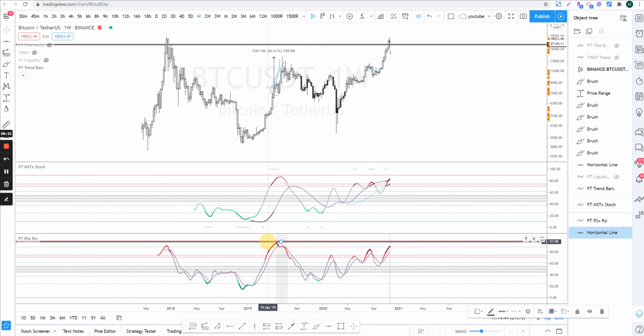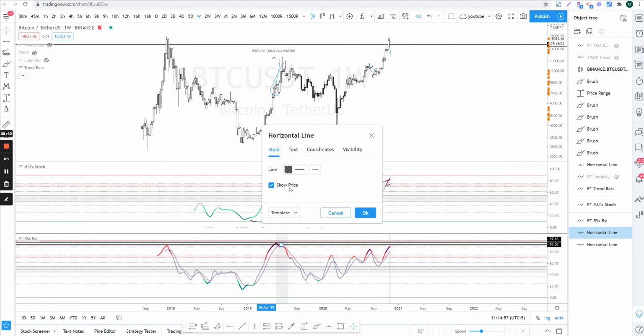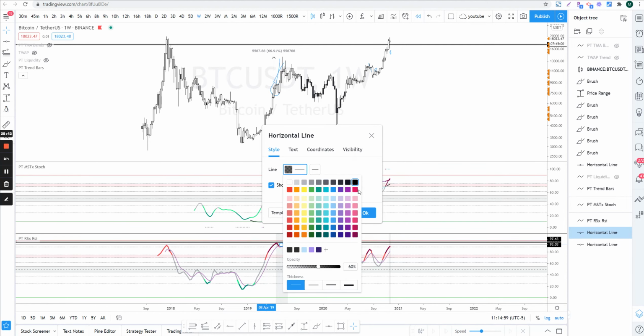This was your previous top, right? I want you to put a line there, and then this was your first top. I'm gonna make this purple, and then second top, I'm gonna make this green.